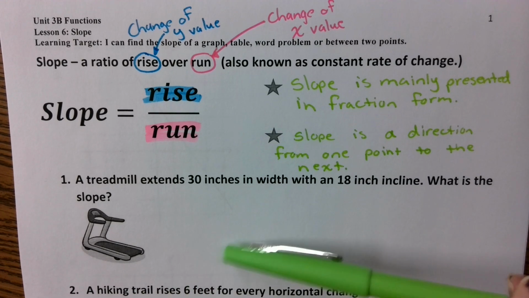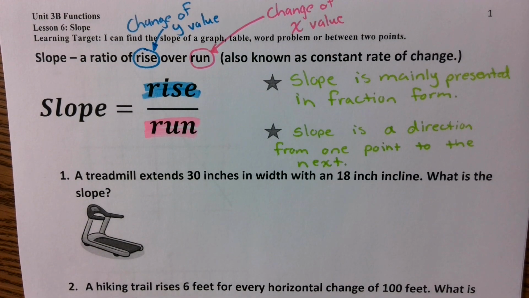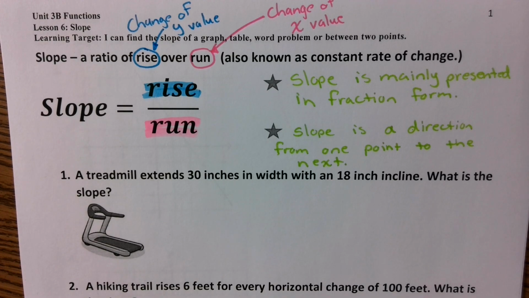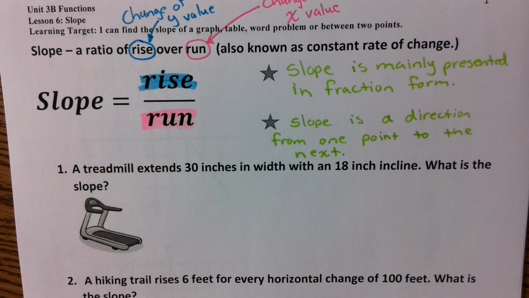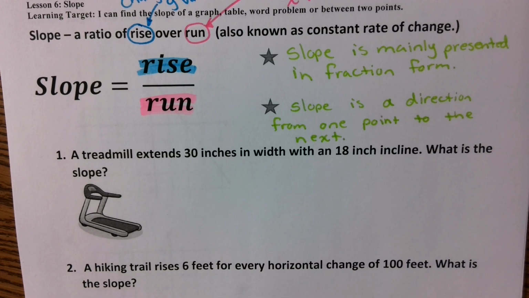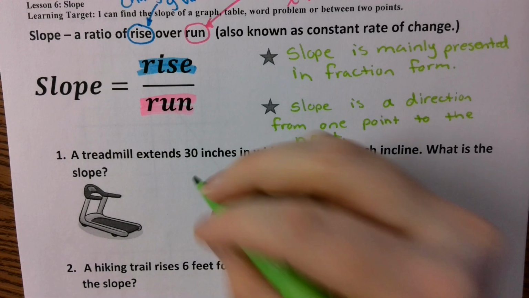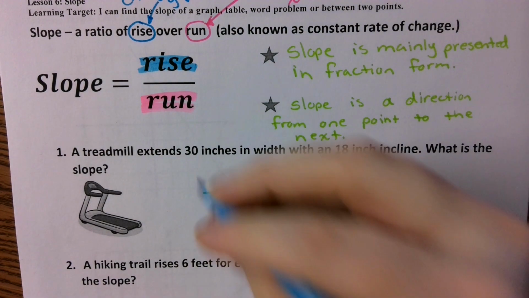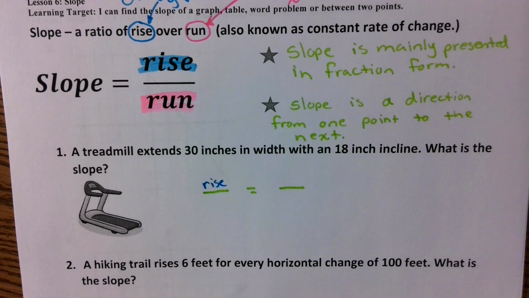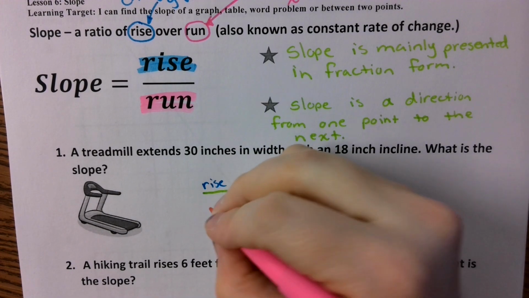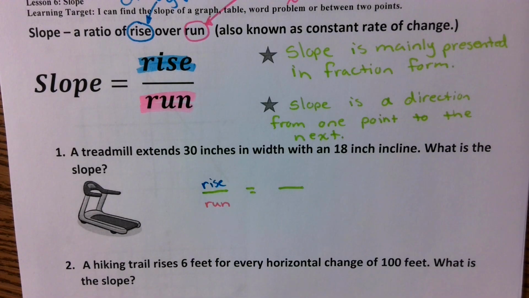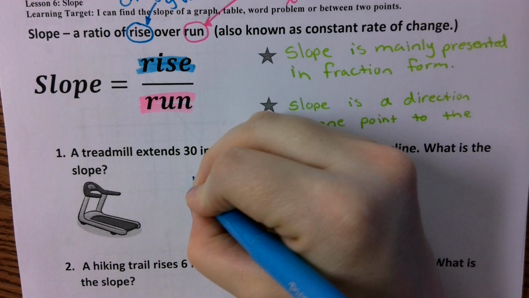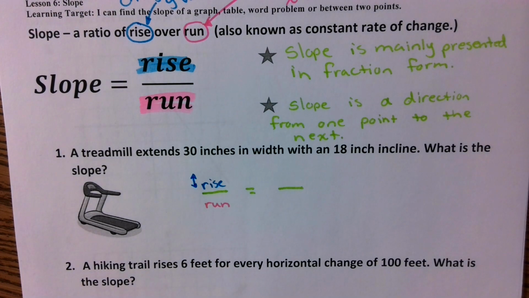Slope's not always going to be just from a graph. Sometimes slope is going to be from a basic situation. So here we have a treadmill that extends 30 inches in width with an 18-inch incline. We want to know what the slope is going to be. Again, slope is always going to be written as a fraction, so I'm going to set my fraction up. I know that my rise is going to have to be on the top and my run is going to have to be on the bottom. Again, rise, guys, means that you are going either up or down.